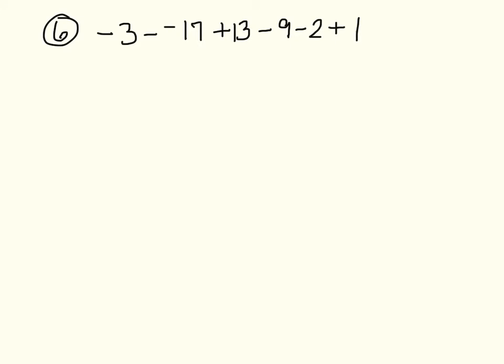Example number 6. Negative 3 minus a negative 17 plus 13 minus 9 minus 2 plus 1. You could go left or right and do this in about 4 or 5 steps, but I'm going to show you how you can do it pretty much in 2 steps. The first thing we got to look at is, what are our numbers? What do they mean? So 3, that's negative.